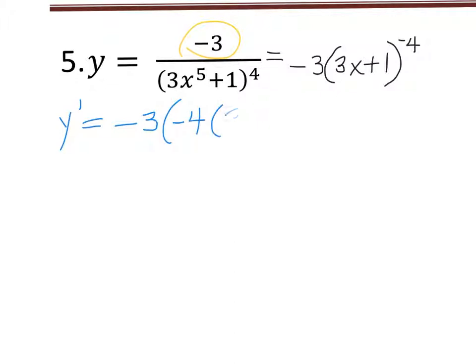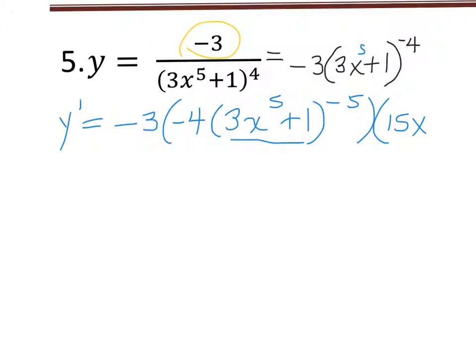times the quantity in the parentheses, and I left out the exponent there, so let me write it here, 3x to the 5th plus 1. And since that's a -4, we're going to reduce that by 4 and make that -5. And then we also need to multiply by the derivative of 3x to the 5th plus 1, which is 15x, plus 0 for the positive 1, and we won't write that down.